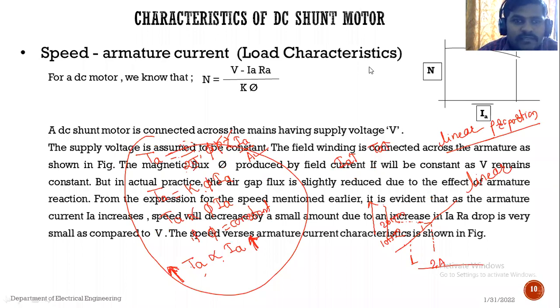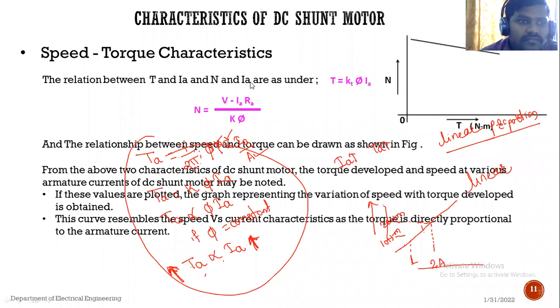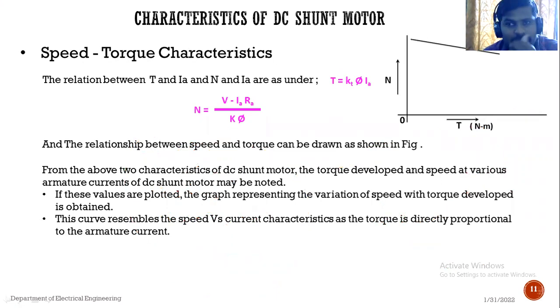Speed versus torque characteristics. Okay, again these characteristics can be derived from these two equations.